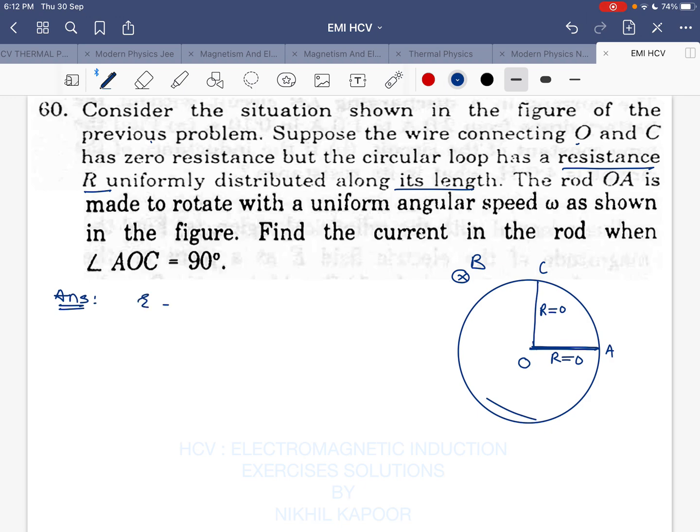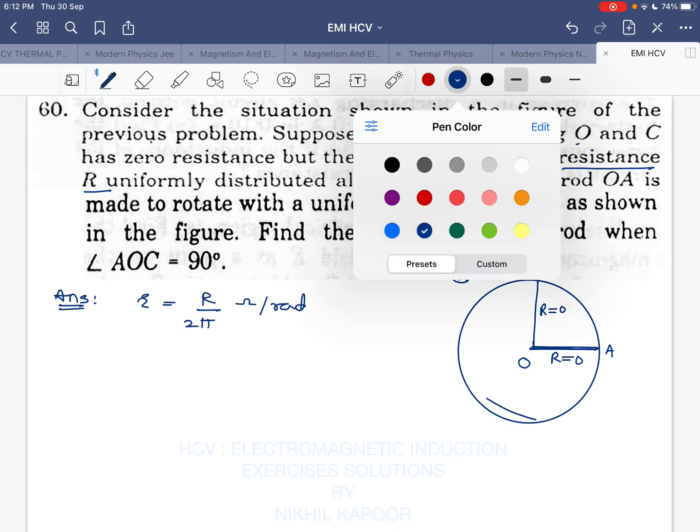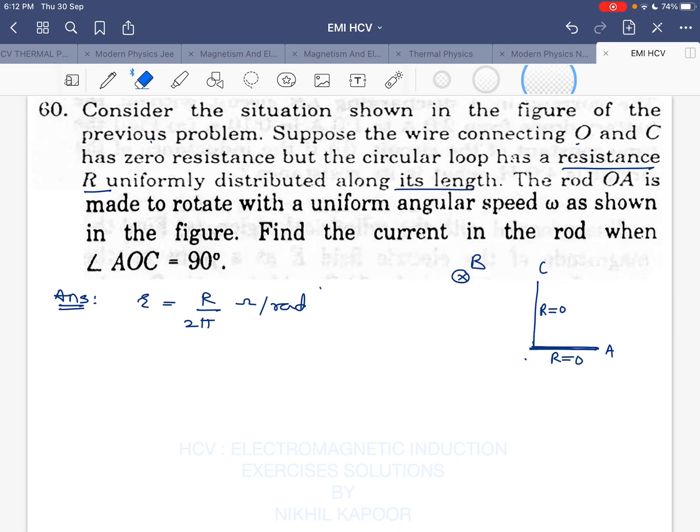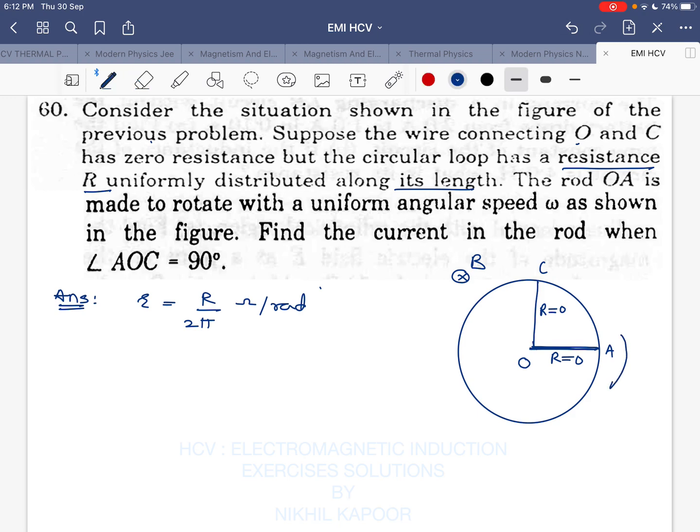So here R upon 2 pi would be resistance per radian, because the resistance will be divided among this part, in angles, and the rod is being rotated with angular speed omega like this. Okay, find the current when the rod AOC is 90 degrees.